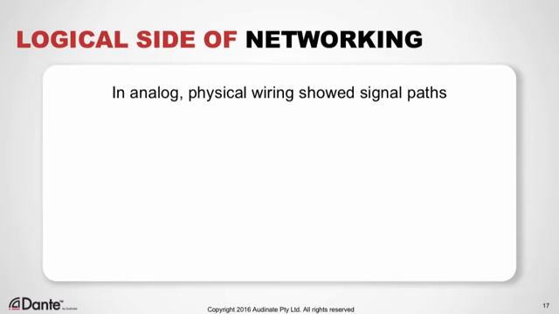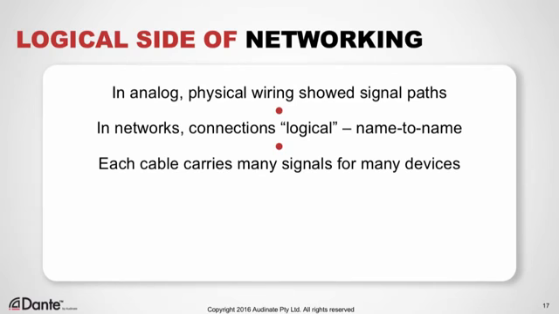Let's now think about the logical side of networking. This area is a bit harder to grasp. It's not physical. In analog systems, the wiring diagram went a long way towards explaining what the system does. Channels were physical cables that went from outputs to inputs. But as we've seen in networks, the actual connections are logical. That is, they exist in software. When devices are connected on a Dante network, they communicate to one another by sending data from name to name, connected by software.